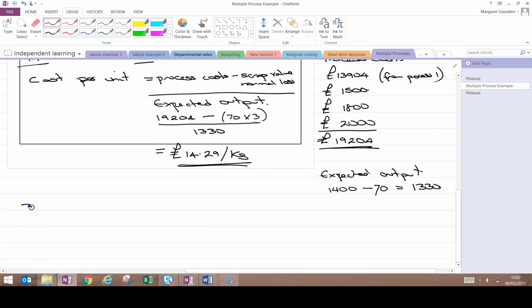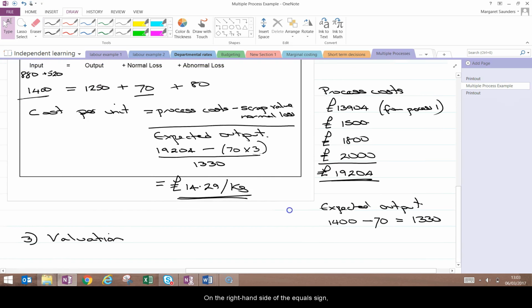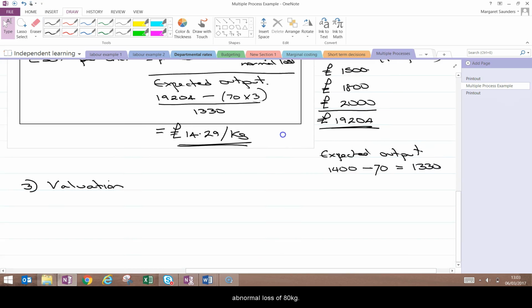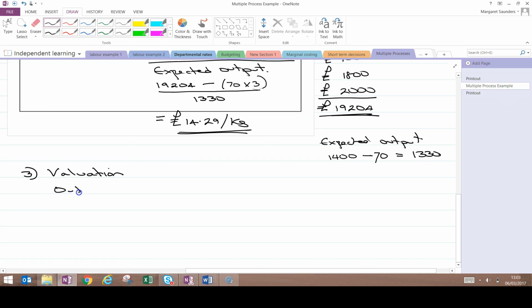Step number 3 is to complete the valuation. We are valuing everything on the right-hand side of the equal sign. On the right-hand side of the equal sign, we have our output of 1250, normal loss of 70, abnormal loss of 80. So output 1250, normal loss 70, abnormal loss 80.